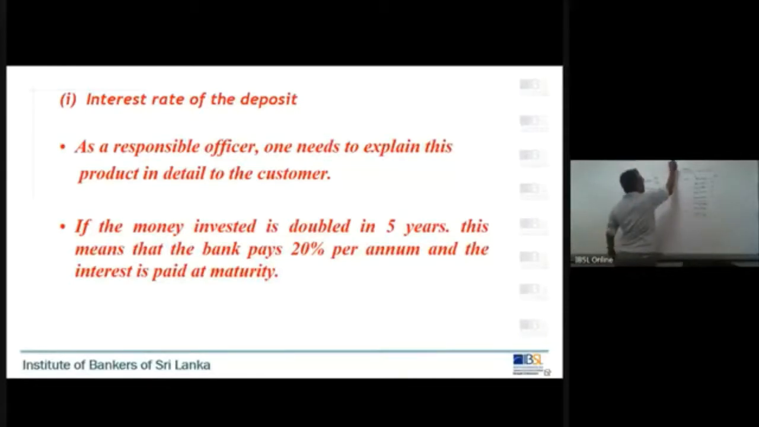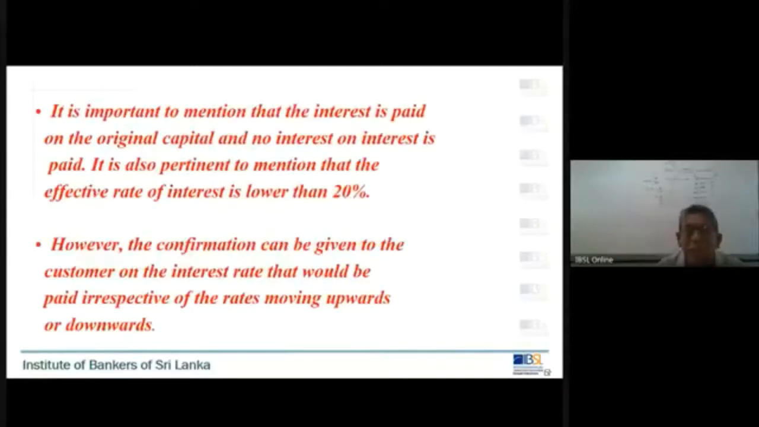So what is the interest rate, therefore? 20%. Now what do you think? Something is missing in this calculation, no? What is missing? Now say 100,000 at 20% every year, so you get 20,000, 20,000 into 5. So your investment of 100,000 doubles. So the interest rate of the deposit is 20%, but you need to explain to the customer what is lacking here.